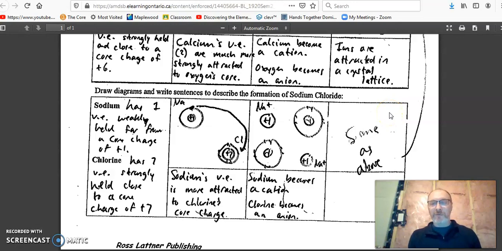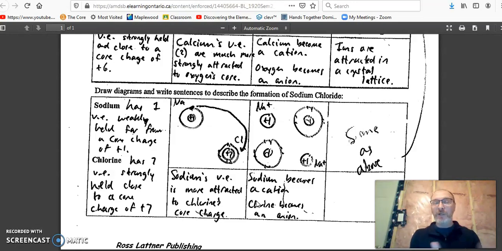Alright, this is the third video where we're looking at this handout on synthesizing ionic compounds. So this time we're going to look at sodium chloride. Now the difference about this particular part of the handout is everything is blank.